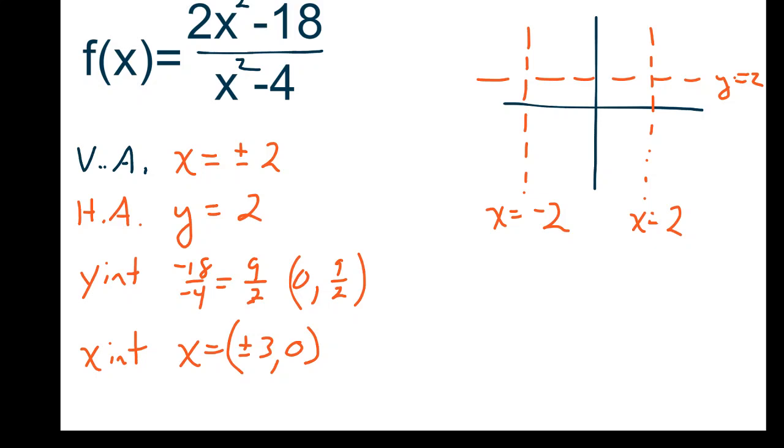Get them labeled, and we can start to see how the branches of this graph are going to all come together. Now, it's important you realize that your vertical asymptotes are at plus or minus 2, but your x-intercepts are at plus or minus 3. So locating them in that position is important. Same thing with this y-intercept. The y-intercept's at 9/2. That's the same as 4.5. So that's definitely greater than the horizontal asymptote. It would make sense, of course, to locate them accordingly.